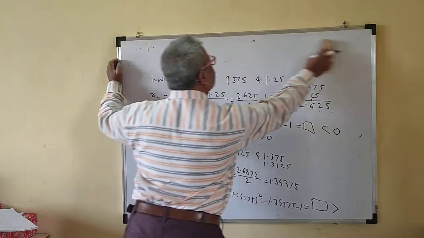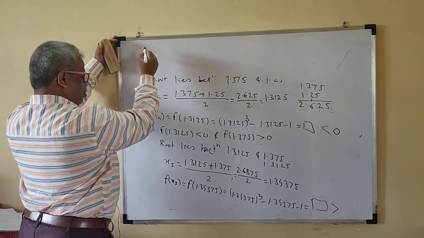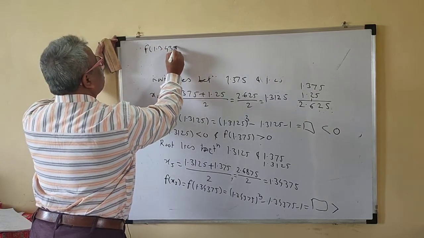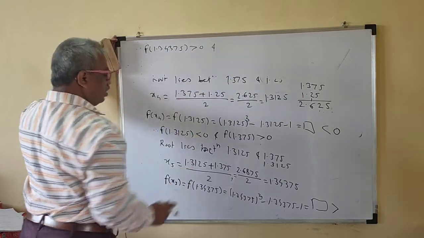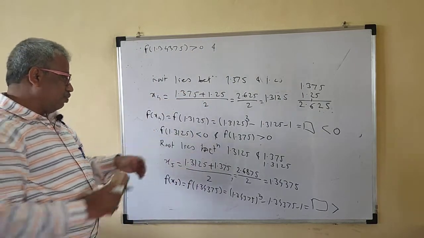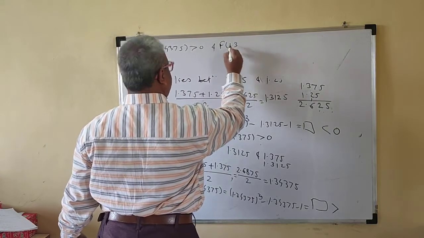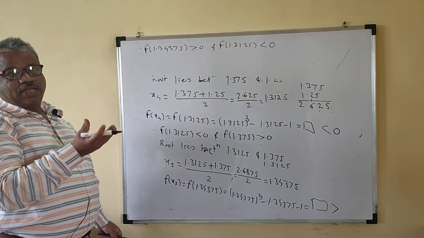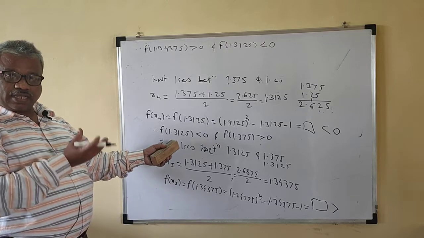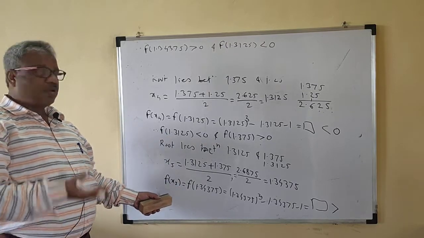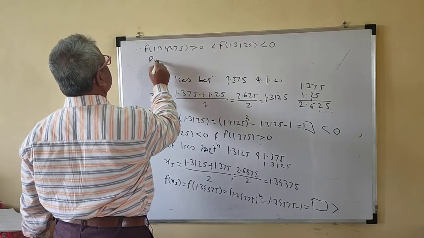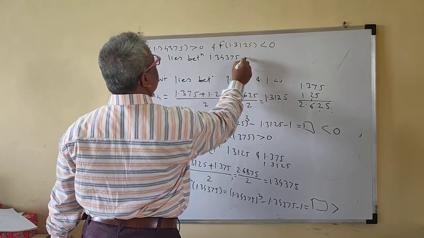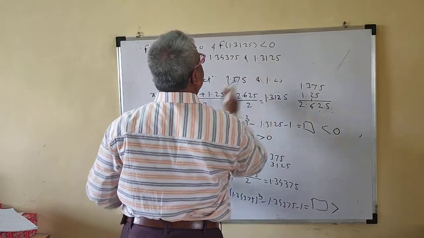So what we get then? f of 1.34375 is greater than 0. And just see which one is the negative. This one is the negative. So f of 1.3125 is less than 0. If it is positive, take the latest negative one. If it is negative, take the positive one. So therefore root lies between 1.34375 and 1.3125. Okay.